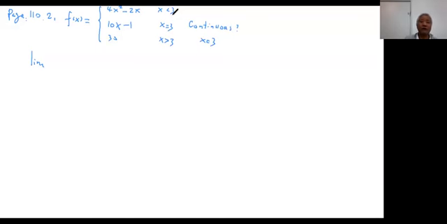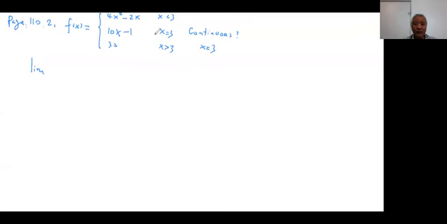If you want to check whether this piecewise function is continuous at x equals 3, we have to check the limit as x approaches 3 from the left side of this function, and see if it equals the limit as x approaches 3 from the right side of the same function. And then check f(3).